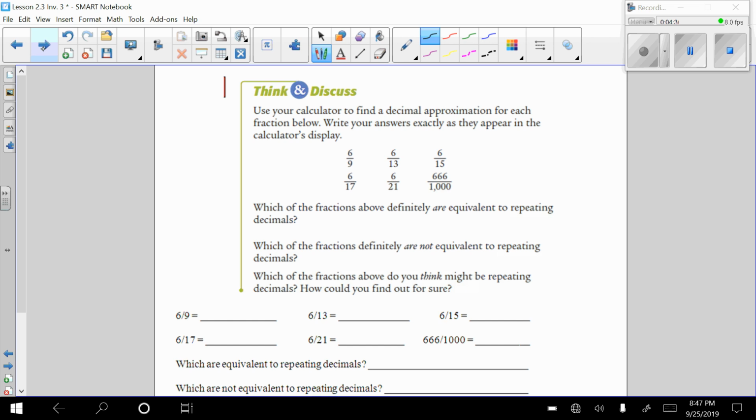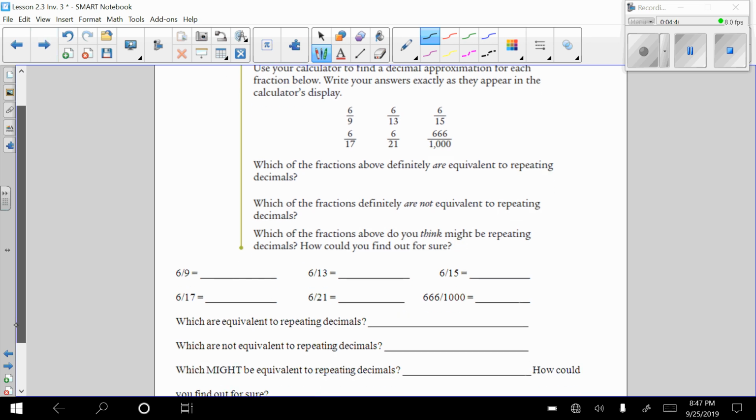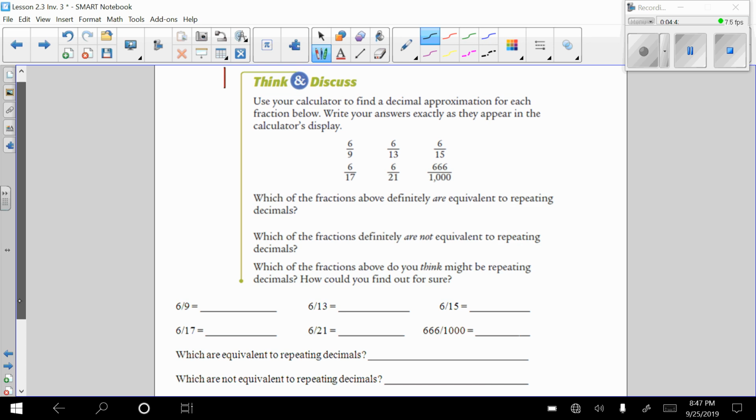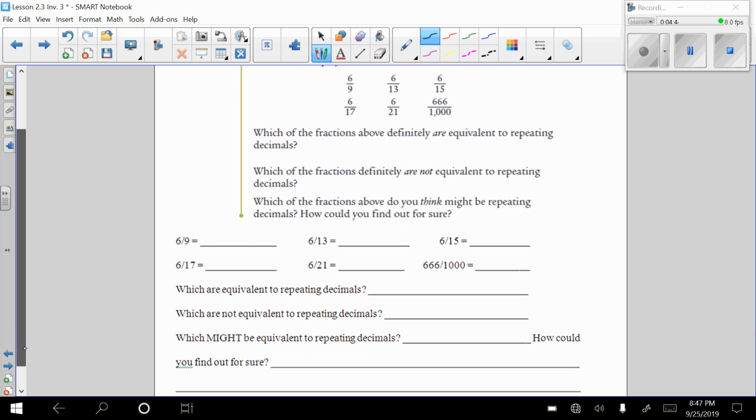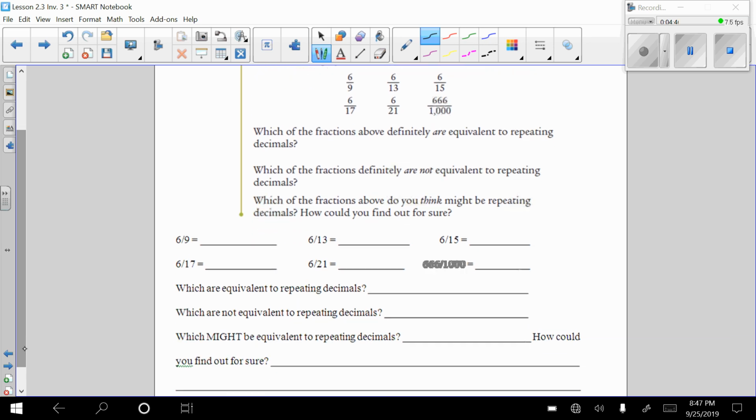Let's think about some more. Here are some more fractions that we can change into decimals and determine what is repeating and what is not. Well, 6/9, if I put that in my calculator, I'm going to find that that is 0.6 repeating. Remember, write it exactly like it is in your calculator so we can see.